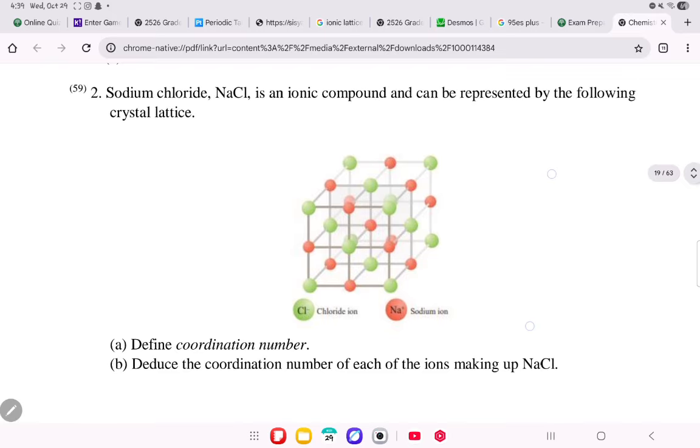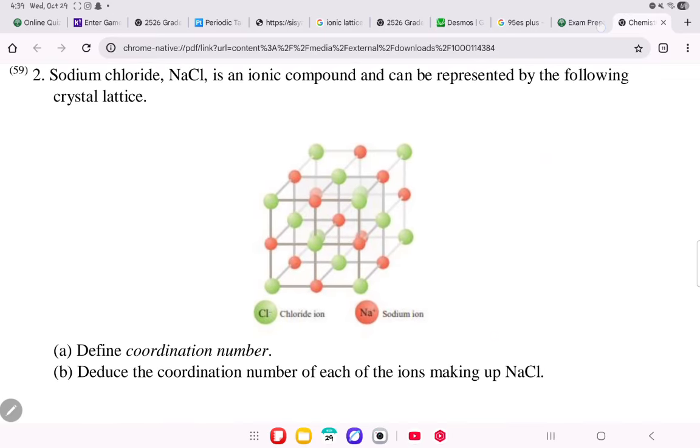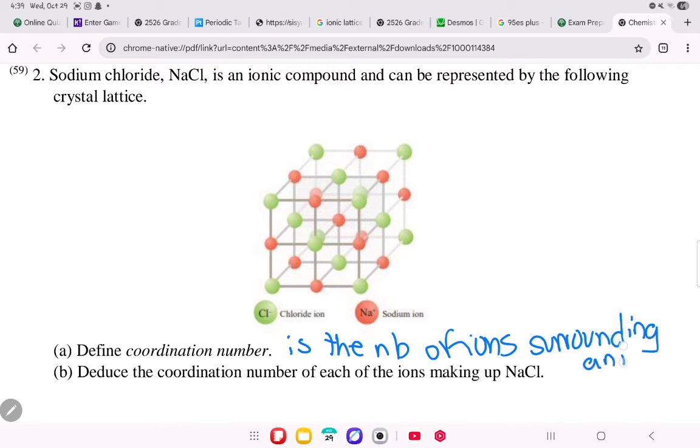We finished question 1, we move on to question number 2. It says sodium chloride, NaCl, is an ionic compound and can be represented by the following crystal lattice. Define coordination number. We said that coordination number is the number of ions surrounding other ions. We can say coordination number is the number of ions surrounding an ion. Okay, so this is the definition of coordination number.